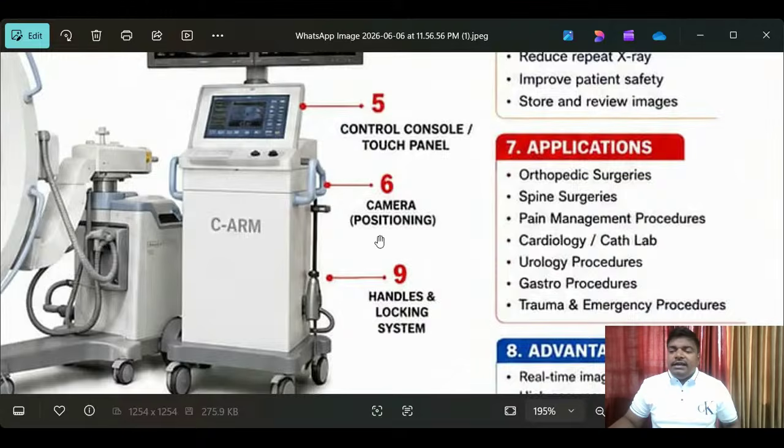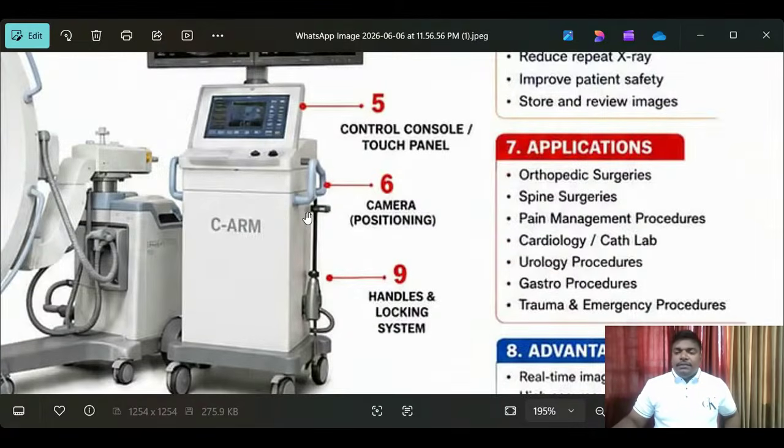Next sixth point, see here, camera position. Understand? Actually, on a regular basis, the OT technician will operate these. That technician will handle all the equipment and operate everything. Whenever a problem occurs, they approach the biomedical engineer. They will give the complaint that this is not working. Then the biomedical engineer attends and finishes everything.